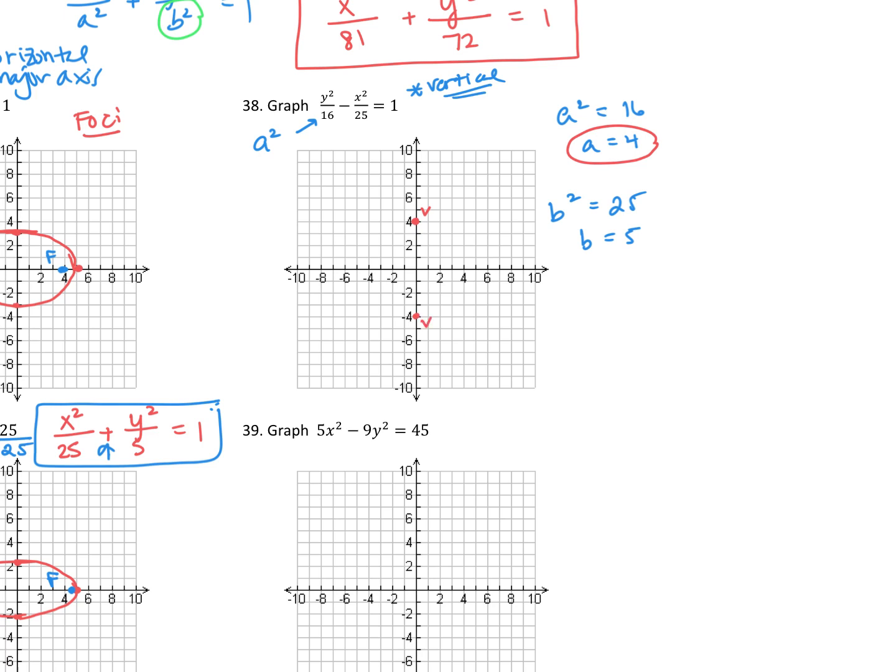There's another vertex. These graphs have asymptotes. So for a vertical transverse axis hyperbola, the asymptote equation is y equals plus or minus a over b x.